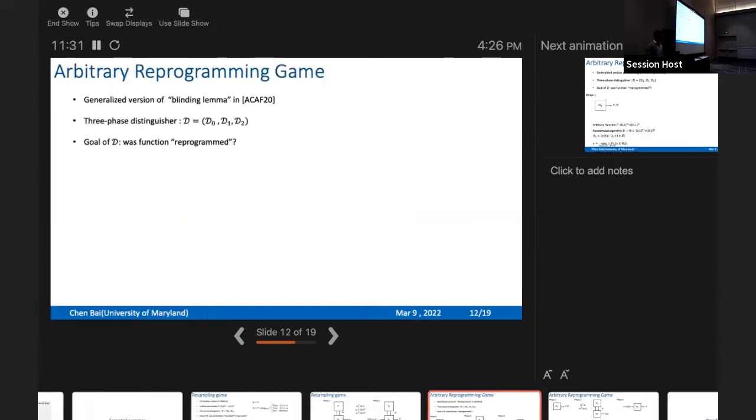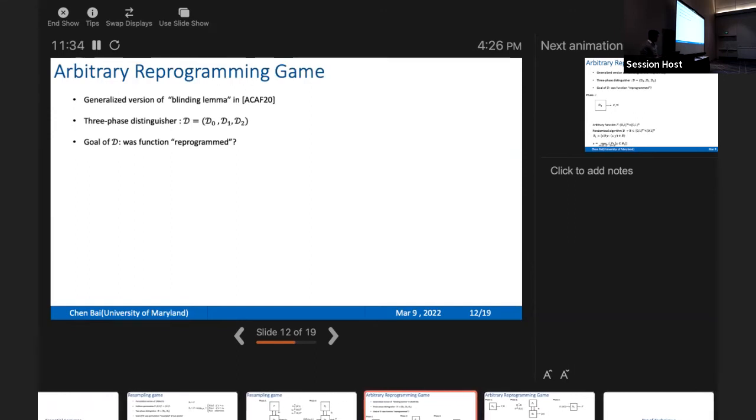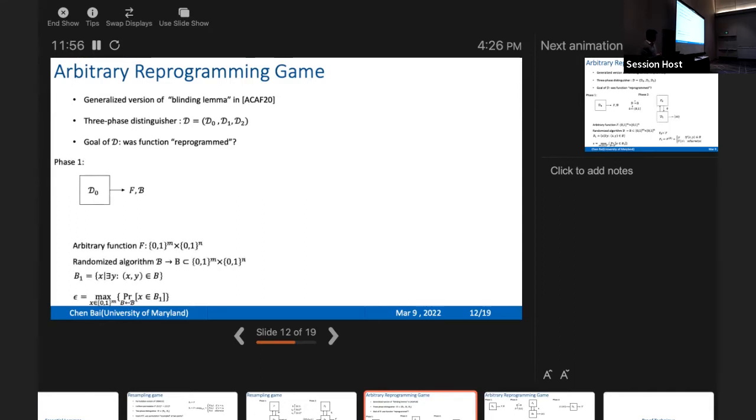Right. So next, I want to talk about the arbitrary reprogramming lemma, and this is the generalized version of the blending lemma in the previous work. And here, this lemma works for an adaptive adversary. So it involves a 3-phase distinguisher, and the goal of the distinguisher is just to determine whether an arbitrary function was reprogrammed. So let's start with phase one, where the distinguisher simply outputs the descriptions of an arbitrary function f and the randomized algorithm script b.